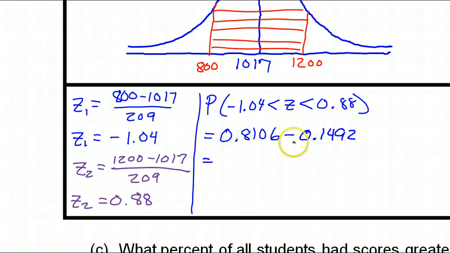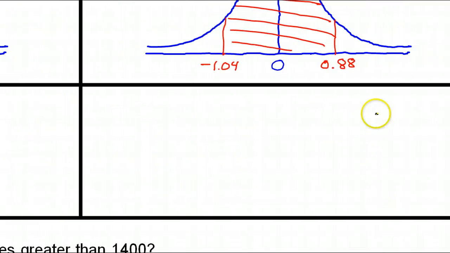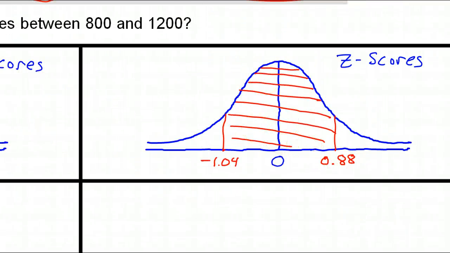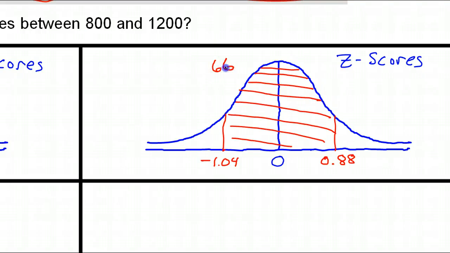All right, and if I subtract, that's going to give me the proportion between the z-scores. That's giving me 0.6614, which as a percentage would be 66.14%. So that is the percentage that's in between these two z-scores. So let's go ahead and write that down. 66.14% is in between there.